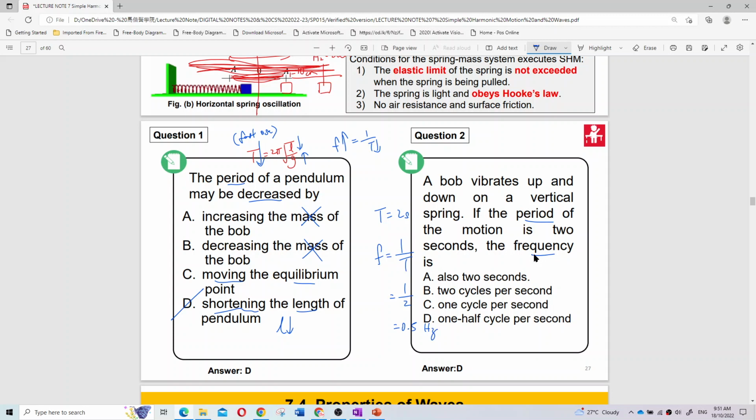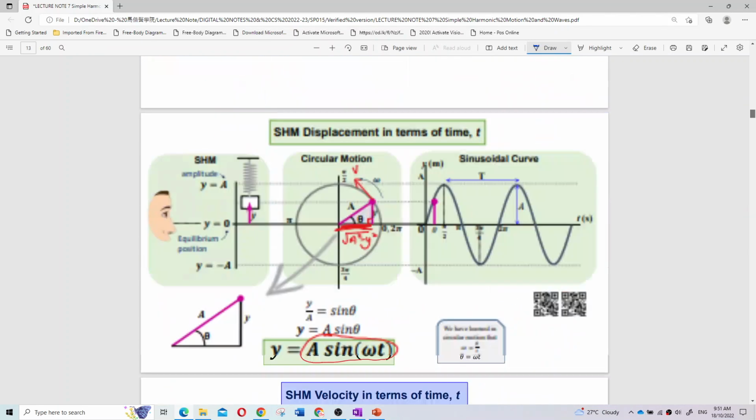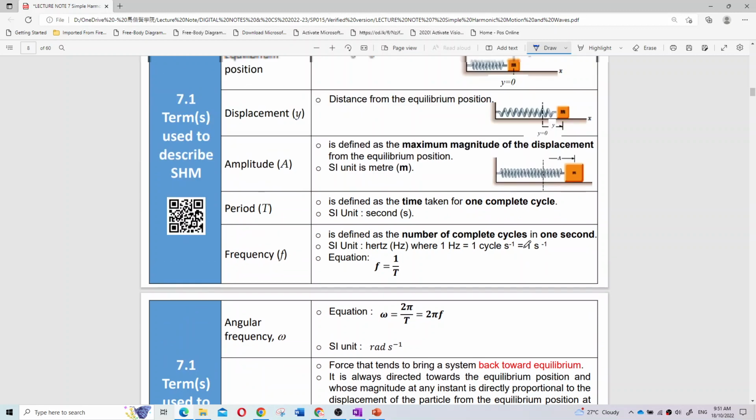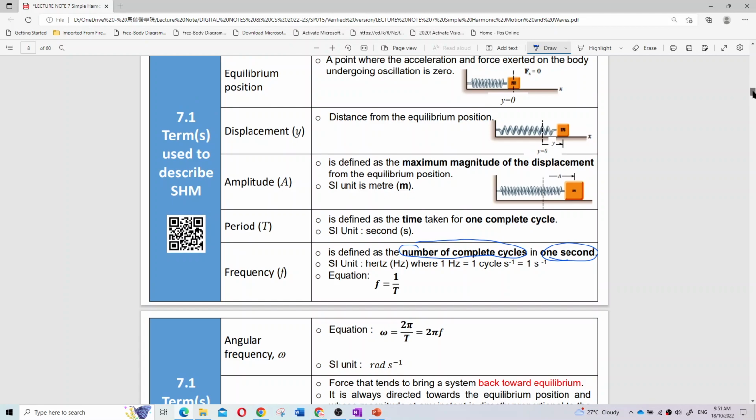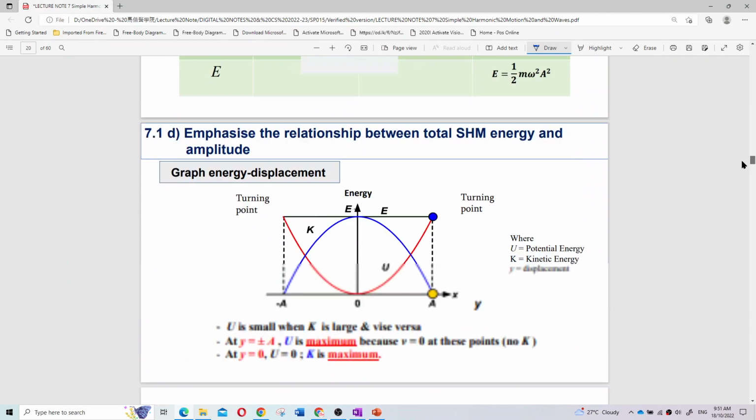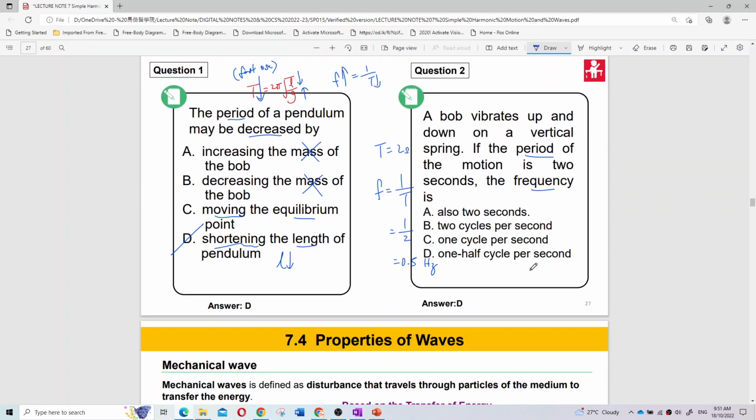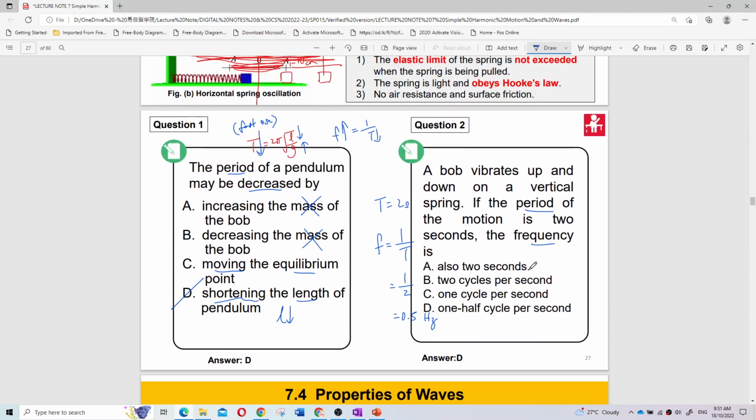What does it mean by 0.5? Half. So it is, yeah, betul. This one you need to know the definition of frequency. What is frequency? The number of complete cycles in 1 second. Betul tak? In 1 second, how many cycles you make? You must know the definition. Very good lah. So this is a half cycle. One half cycle per second. So this answer is donkey lah. Yeah. So it's actually 0.5 hertz.